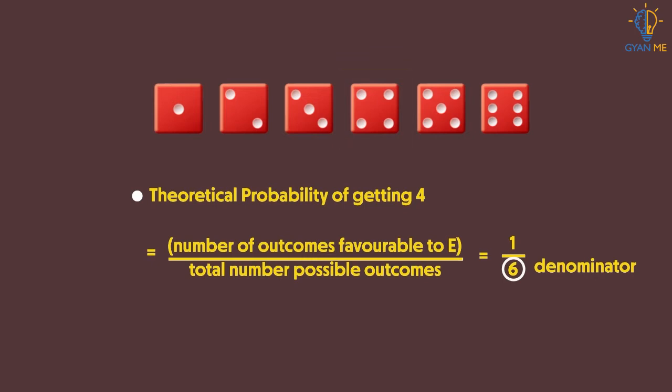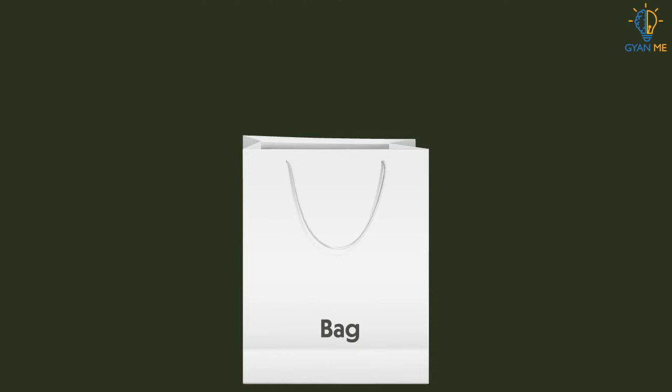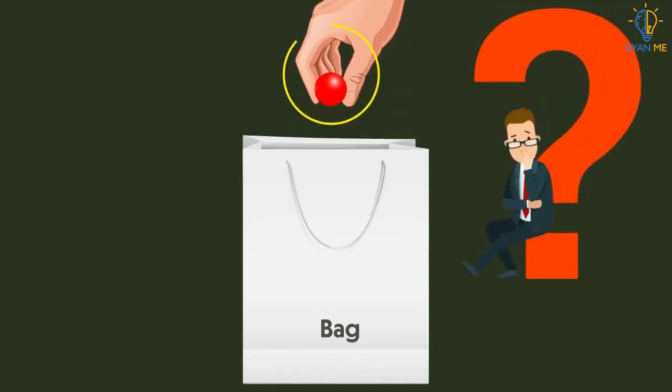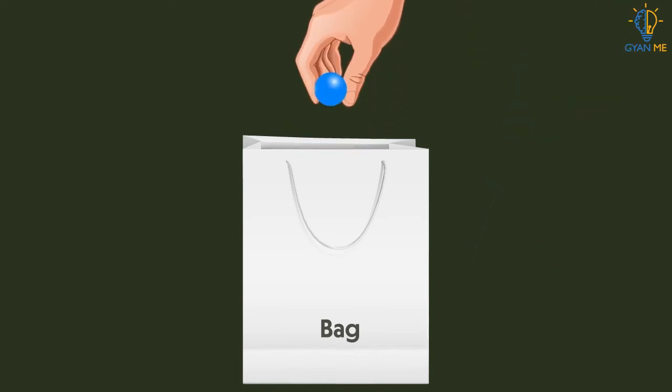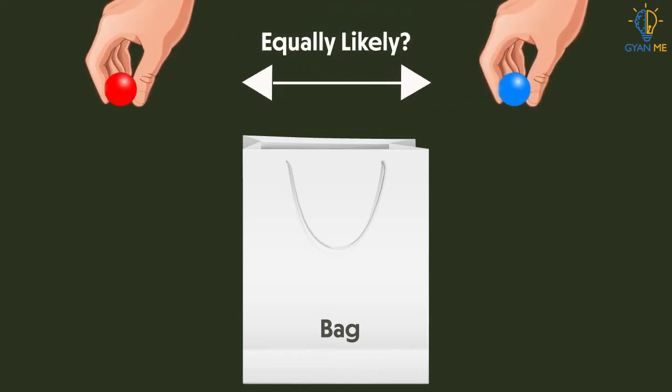But the question was, are the outcomes of every experiment always equally likely? Let's see. Suppose a bag contains 4 red balls and 1 blue ball. And now you want to draw a ball from the bag, but without looking at it. What are the possible outcomes? Yes, it can be a red ball or it can be a blue ball. But are the outcomes, that is the possibility of getting a red ball and a blue ball, equally likely? No, of course not. And how?